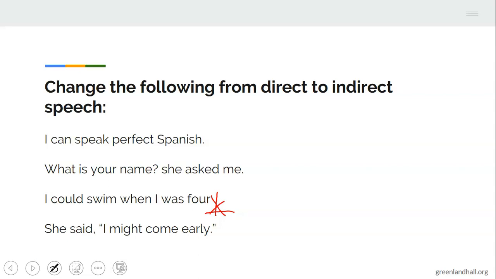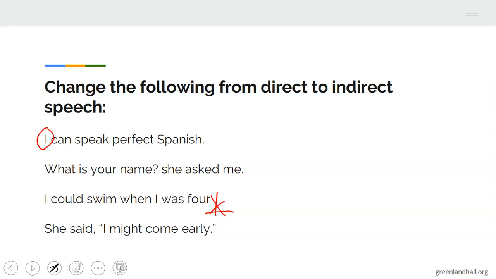I can speak perfect Spanish. Number 1. Observe: I. There is no name here. Someone is already looking at it like it's difficult. You can consult the previous slide. You understand what that means for you. What is your name? She asked me. She asked me, what is your name?